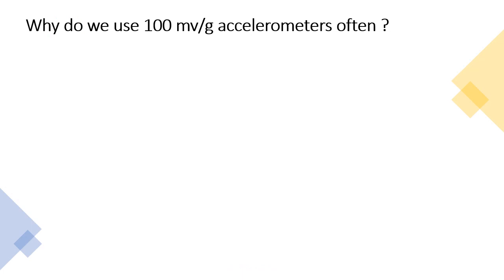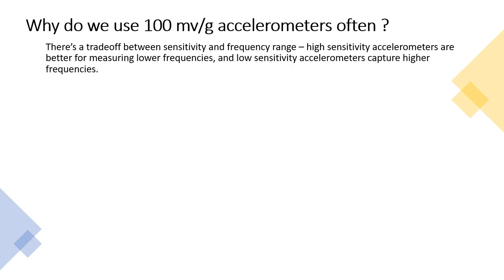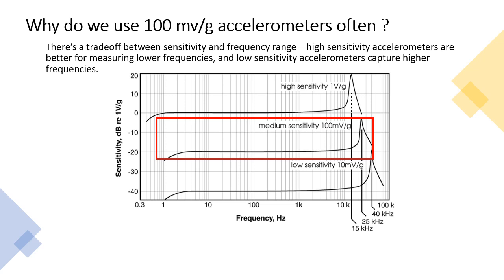Oftentimes you might have experienced that we use a general purpose accelerometer of 100 millivolt per g for most of our tests. Why is it so? Because there is a trade-off between the sensitivity and the frequency range. Normally, high sensitivity accelerometers are better for measuring lower frequencies, and low sensitivity accelerometers can capture the higher frequencies accurately. So our general purpose accelerometer lies somewhere in between them.